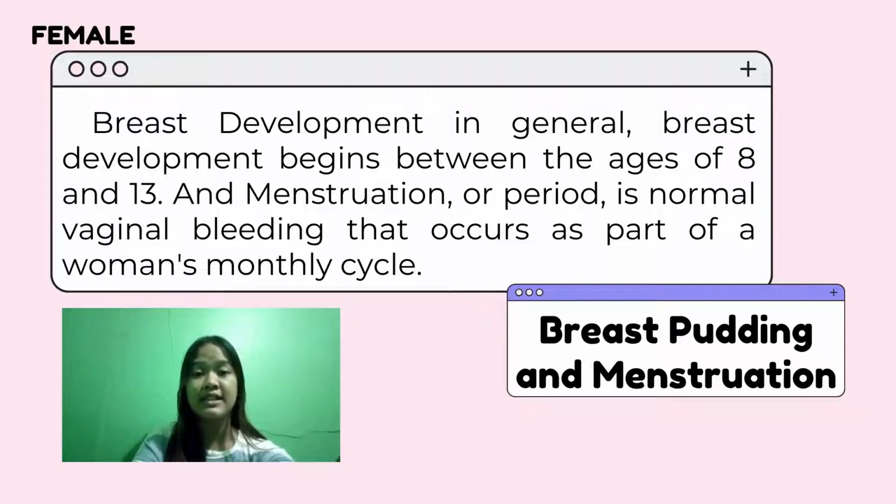Every month, your body prepares for pregnancy. If no pregnancy occurs, the uterus, or womb, sheds its lining. The menstrual blood is partly tissue from inside the uterus. A period usually happens about once a month, but some girls get their periods around every 3 weeks and others only get a period about once every 6 weeks.